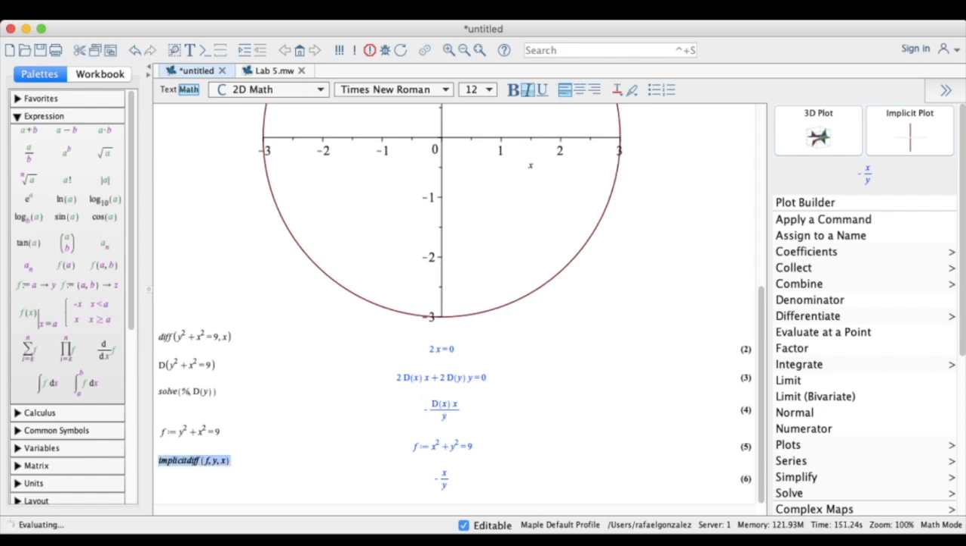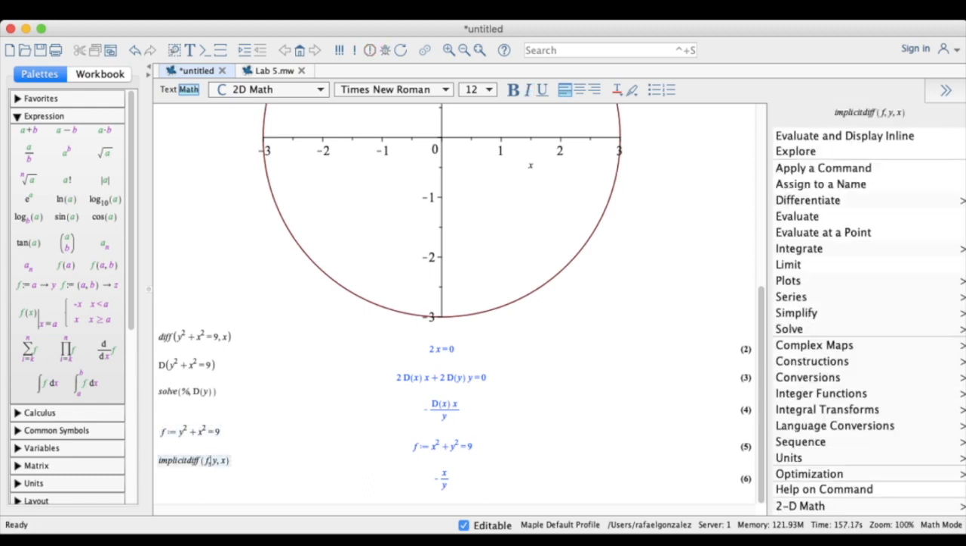This only takes 1 step, whereas this takes 2 steps. Yes, you may say I defined f up here, but I didn't have to do that. I could have just simply put in y squared plus x squared equals 9 here, comma x, comma y, and I would have still gotten the same result.